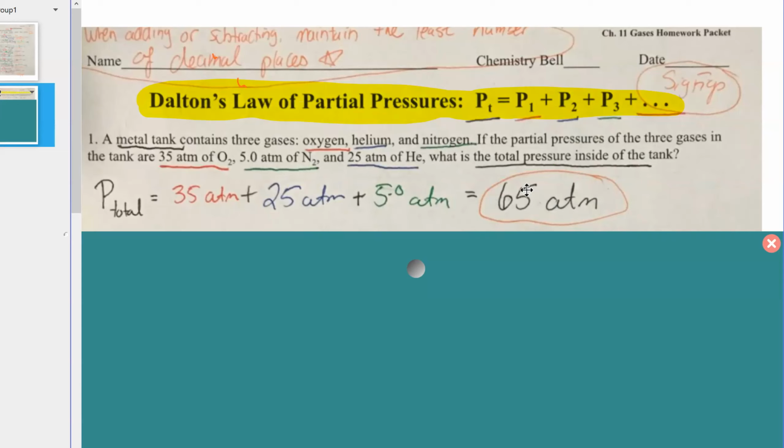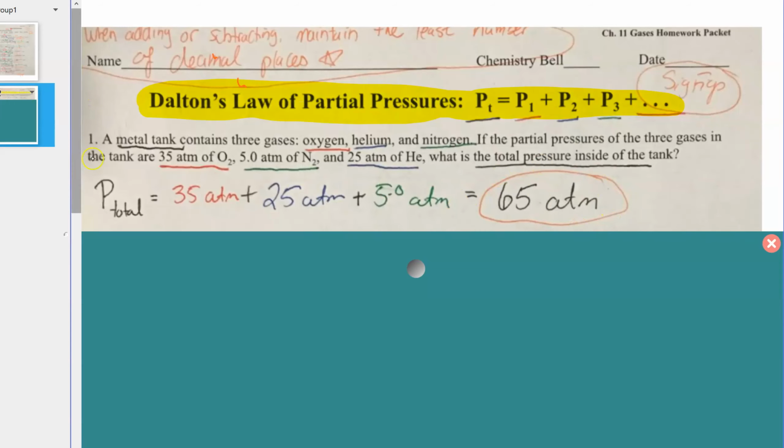Let's look at our sig figs though. When we're adding or subtracting, least number of decimals. 35 has no decimals. 5.0 has 1 decimal place. 25 has no decimals. So the least number of decimals is no decimals. 65 is my final answer. That's why I've circled it there in orange.